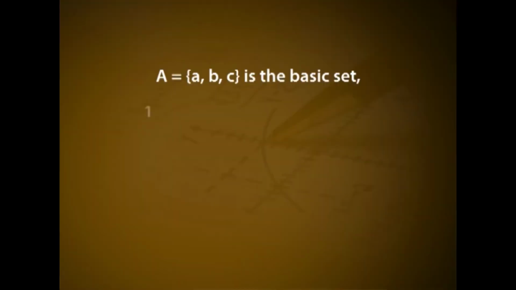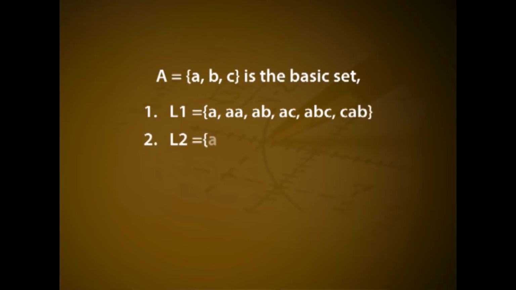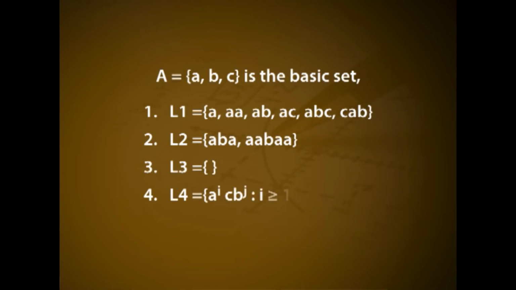Example: taking A equal to the set {a, b, c} as the basic set, the following are examples of languages over the set A. L1 equals the set {a, aa, ab, ac, abc, cab}. L2 equals the set {aba, aab, aa}. L3 equals the null set. L4 equals the set {a^i c b^j such that i greater than or equal to 1, j greater than or equal to 1}.